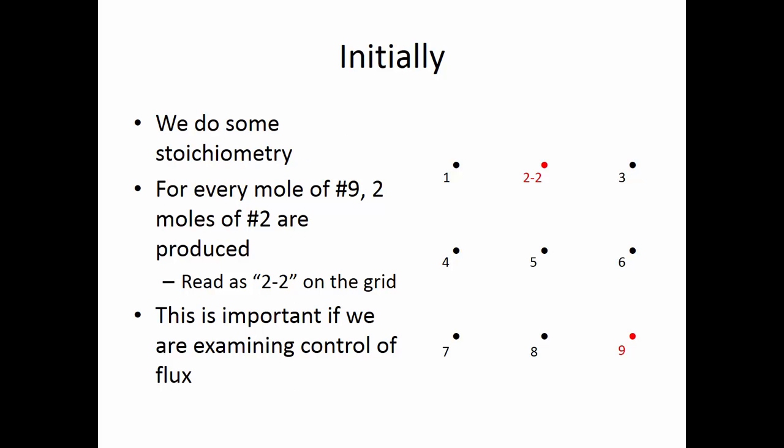So initially we could do some stoichiometry. It's pretty easy to know what the molecule of number 9 looks like, just like it's easy to know what molecule number 2 looks like. And it could be, in this case we'll say that it is, that for every mole of 9, 2 moles of 2 are produced. So essentially we're reading that as 2,2 on the grid. And this is important if we're examining the control of the flux. We need to know that stoichiometry, as you know from when we did flux control.